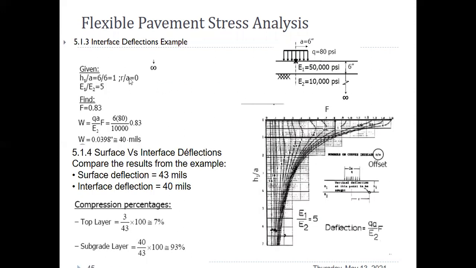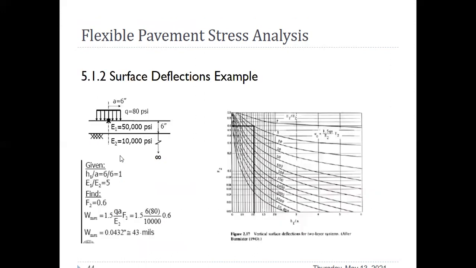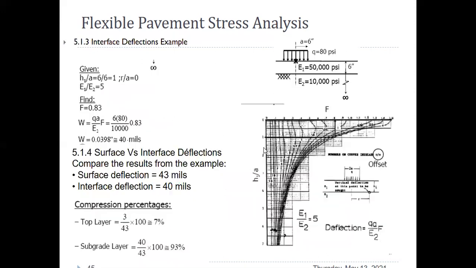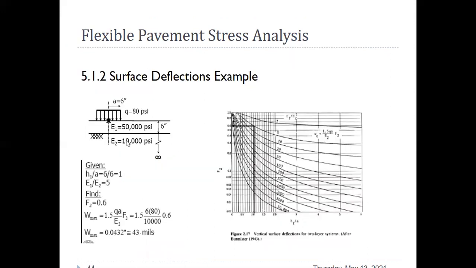And for surface deflection, again, you will use this H over a as 6 over 6 is 1, r is equal to 0, and E1 over E2 as 5. So you get this value as 0. Remember, we have different charts for calculating the surface and interface deflection. We use this chart for this. Interface deflection, I mean here. Surface deflection, I mean this much.